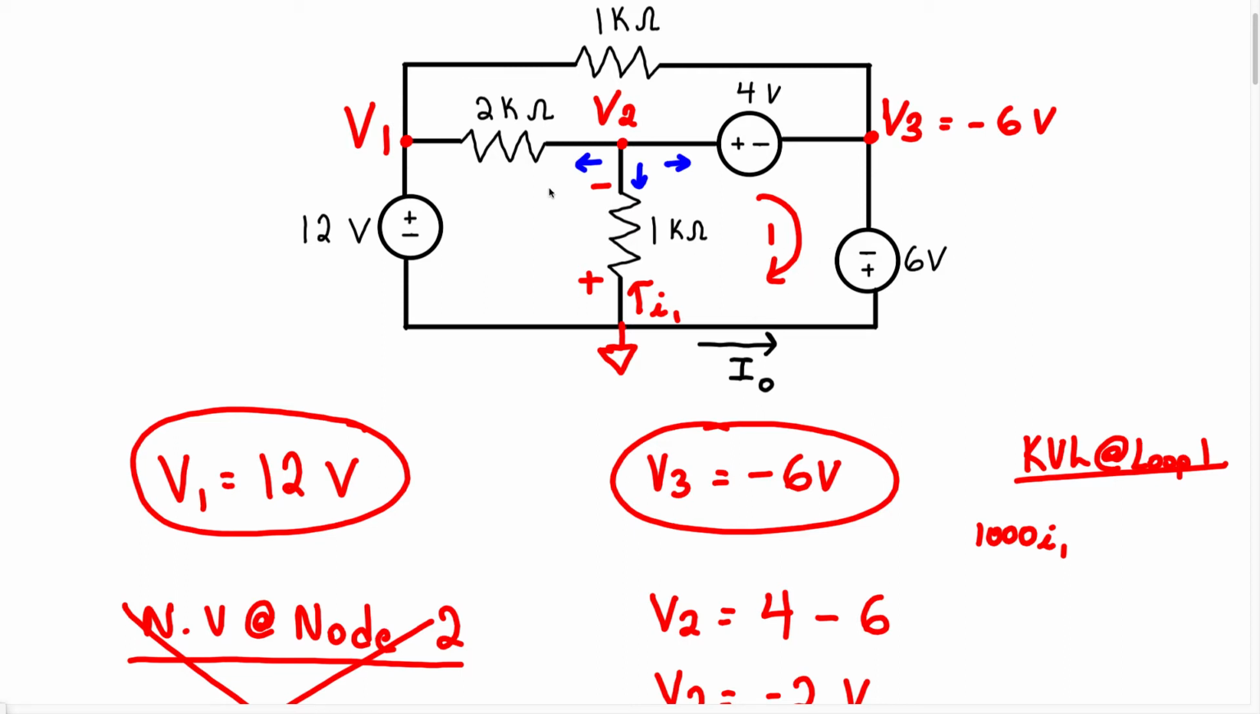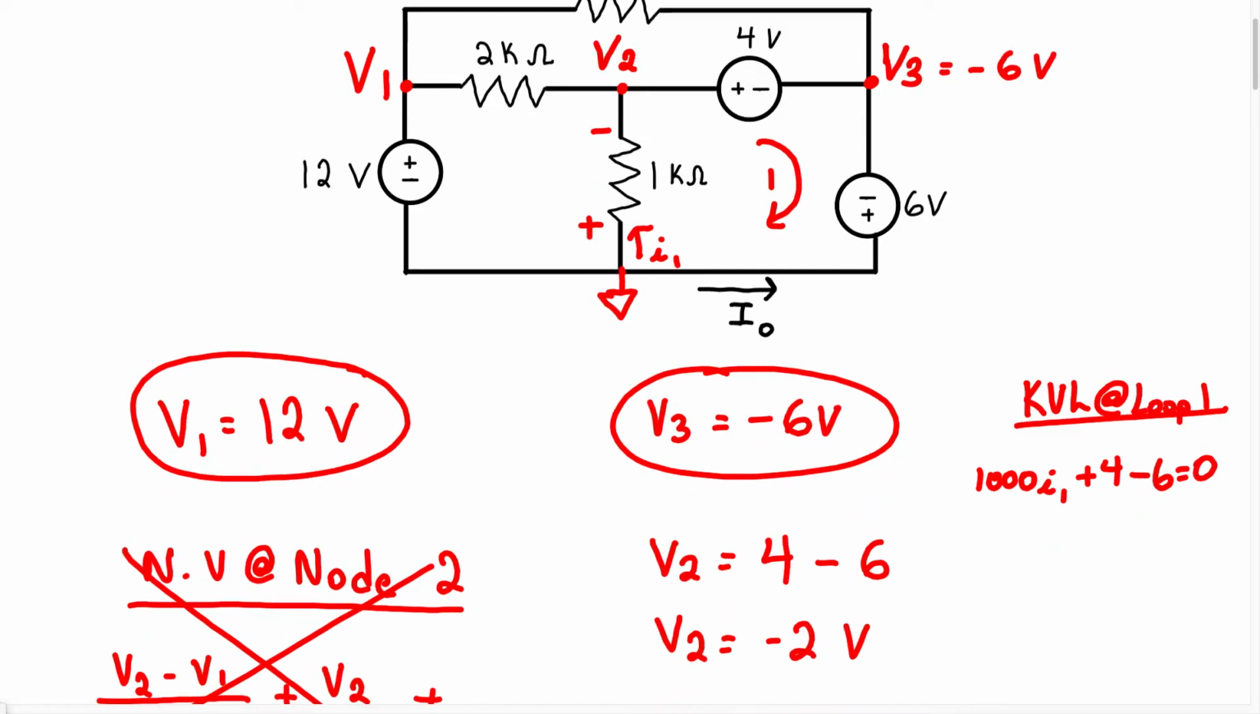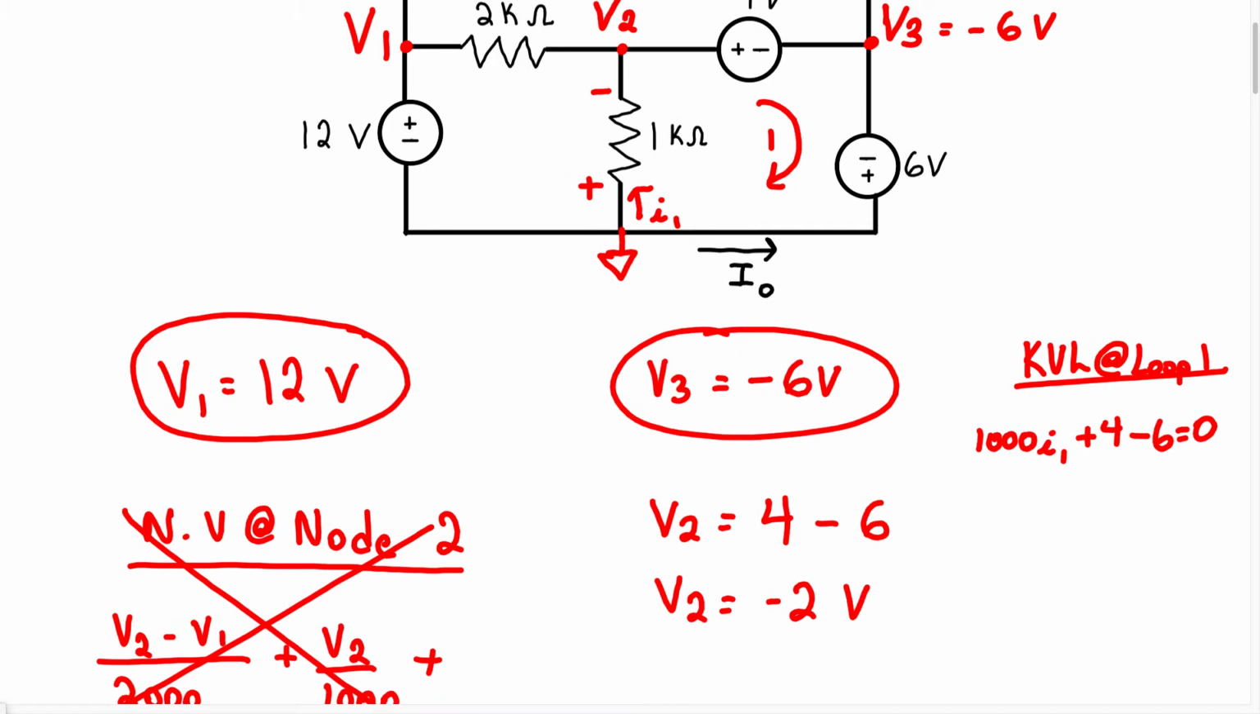As we continue to walk around, we're going to enter this positive 4 volt source. So because we're going to enter the positive terminal, we're going to have plus 4. Then as we continue to walk around, we're going to enter the negative terminal here. So we're going to have minus 6 equals 0. Now when we start to solve for this, we're going to get 1000 I1 equals positive 2. Therefore, I1 equals 2 milliamps. So we found the current flowing through this resistor.